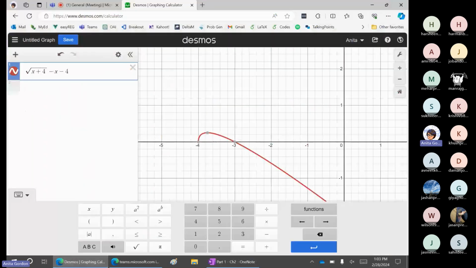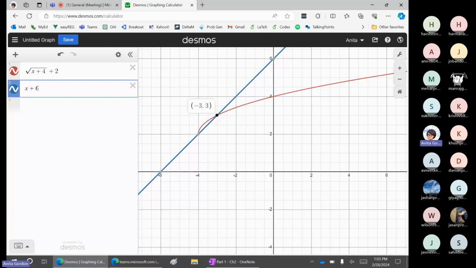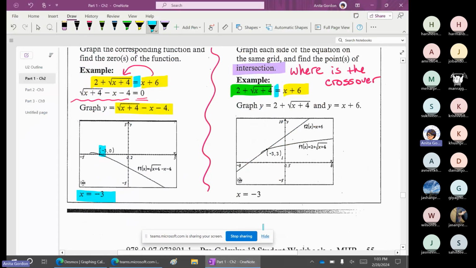So now I'm going to backspace here. This is going to be the square root x plus 4 plus 2. That's my y1. And then I enter a second line and I do the other side of the equation, x plus 6. And again, with Desmos, it will highlight to you the key points. The point of intersection here is -3, 3. So when I go back here, no matter which method I use, I should get that x is -3.